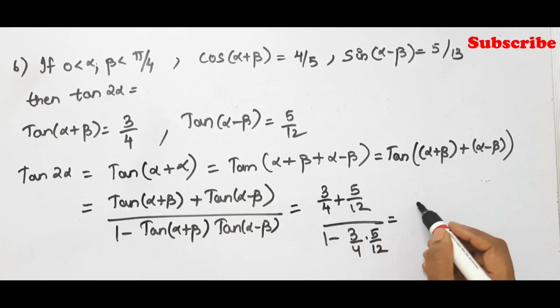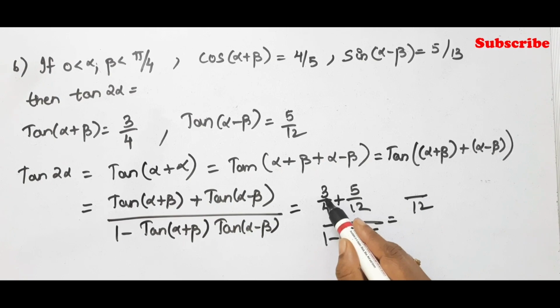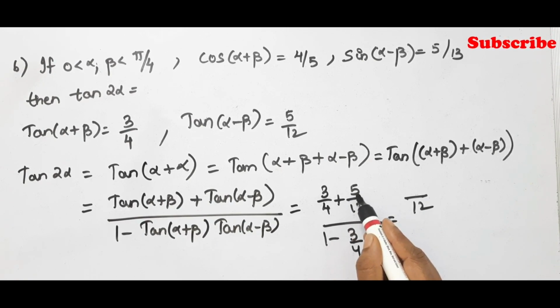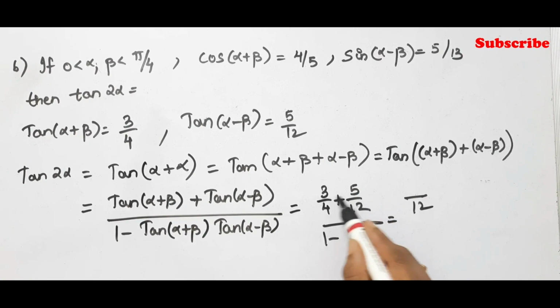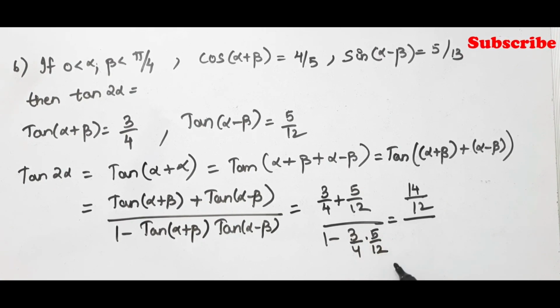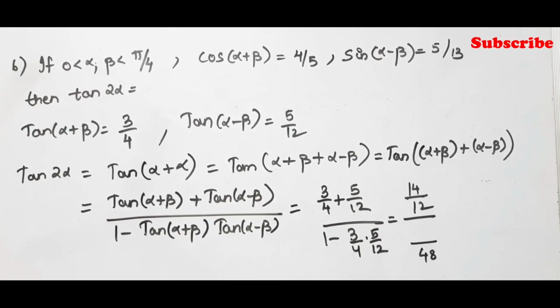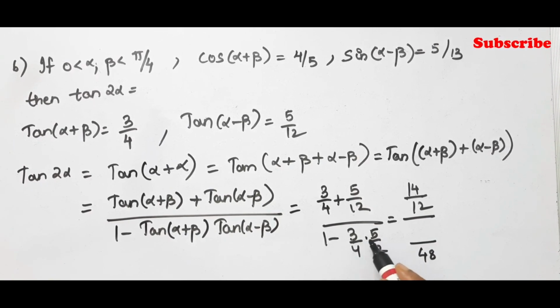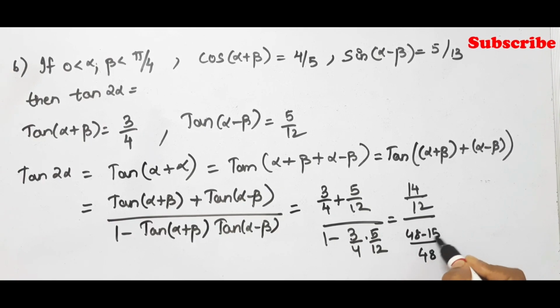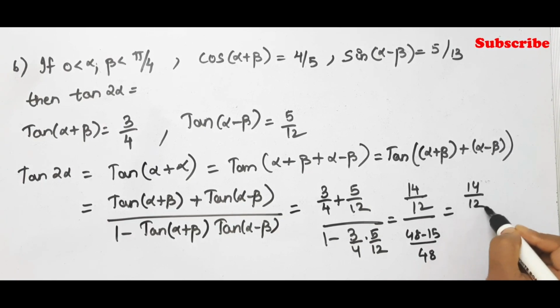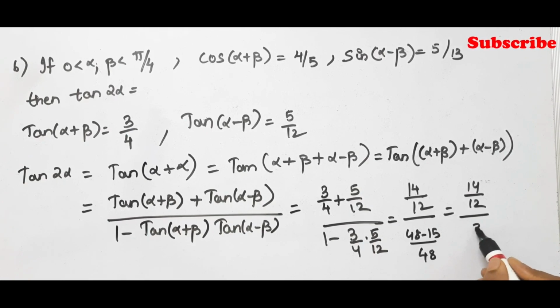So in the numerator, the LCM will be 12. And here it will be 3, is it not? 9 plus 5 is nothing but 14. So in the denominator, the LCM will be 48, and 48 minus 15, since 3 fives are 15. So 48 minus 15. So this is equal to 14 by 12 by 3, and here it is 33 by 48.